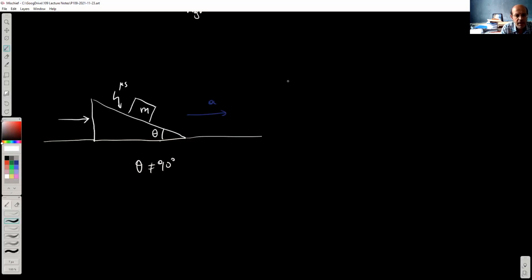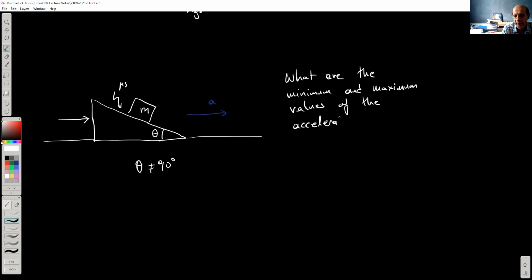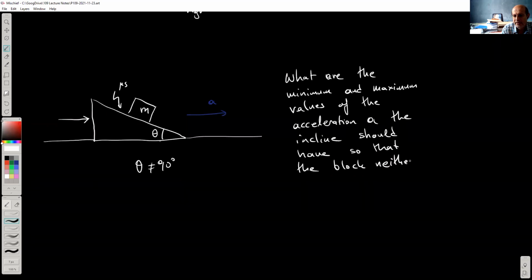Okay, so the question is, what are the minimum and maximum values of the acceleration A the incline should have so that the block neither slides down nor slides up, right? It remains at rest relative to the incline.